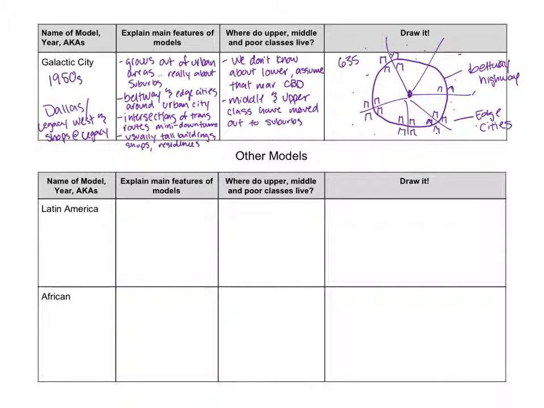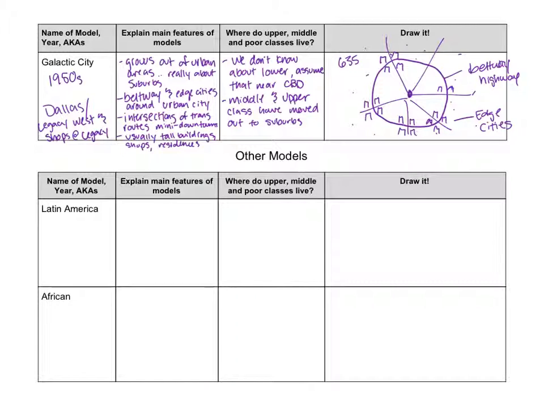Okay, so next we have our Latin America model. The previous 4 models can all be found in the USA and Canada, but these next 2 models are found outside of America. So it might be harder for us to think about these models because they're going to be different than what we are used to, okay?